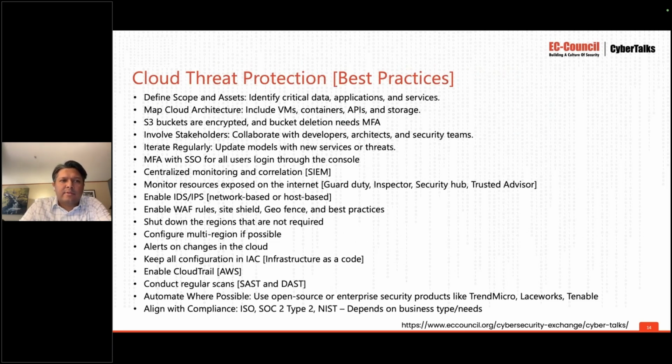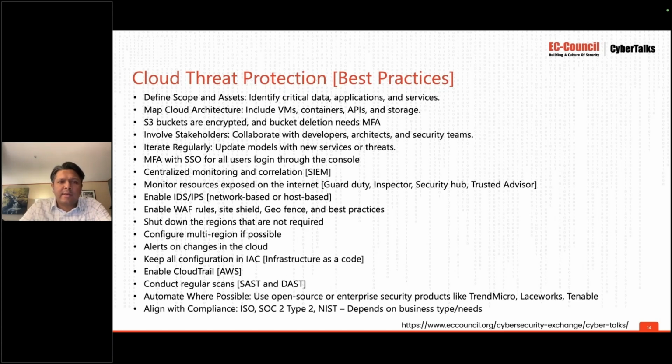Define scope first. Define scopes and assets. Identify where your critical data, applications and services are, and then based on that, you roll out a plan. Map out the cloud architecture, what it's using, VMs, containers, APIs, storage, and where they're used. Your S3 buckets, if used, should be encrypted. Bucket deletion should require an MFA. You can do object level logging, versioning. All features are available, just based on the use case.